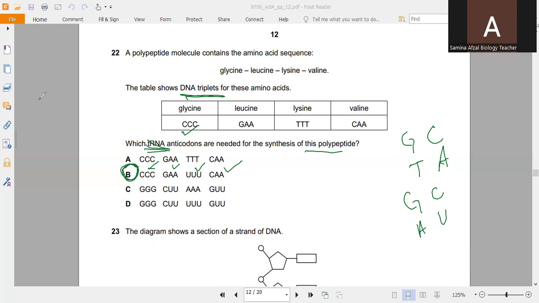So according to transfer RNA, the anticodons will be option B, because there will be only a change of uracil instead of thymine. All the other nitrogen bases remain the same in both. Only thymine is present in the DNA, and in RNA, instead of thymine, there will be uracil. So according to this, B is the correct option.